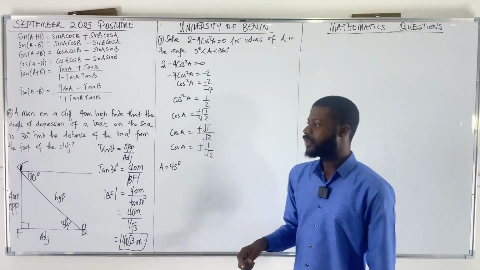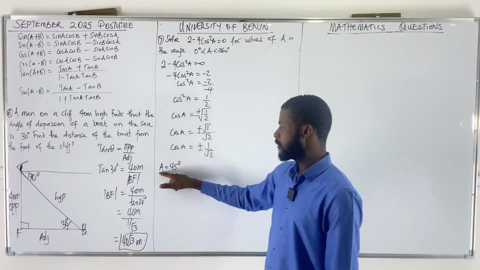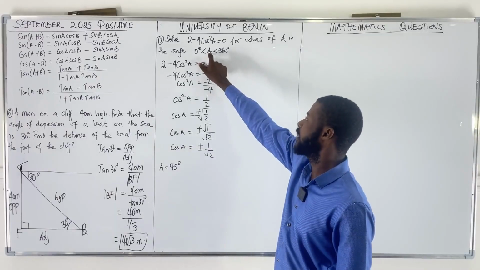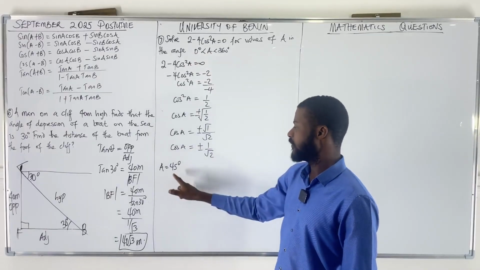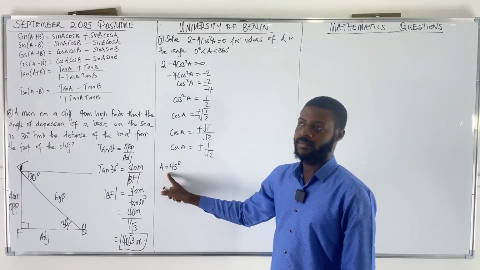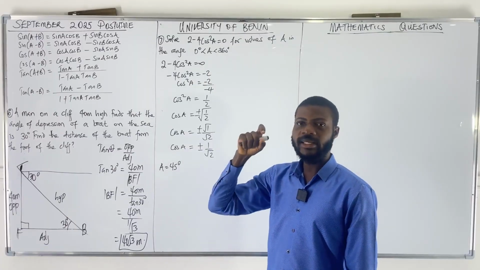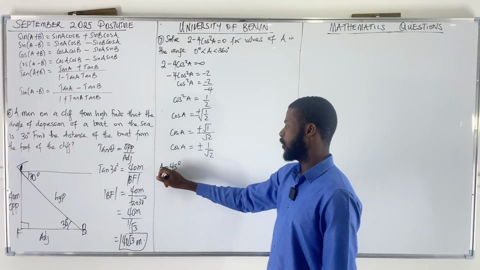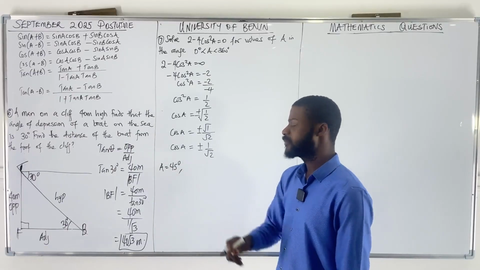But take note, this is when A is in the first quadrant, because the range here is from 0 to 360. The 45 we just got is only in the 0 to 90 quadrant. Now let's find another value of A.